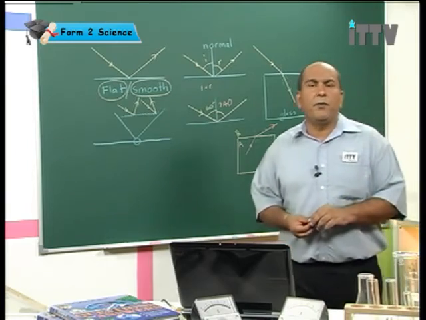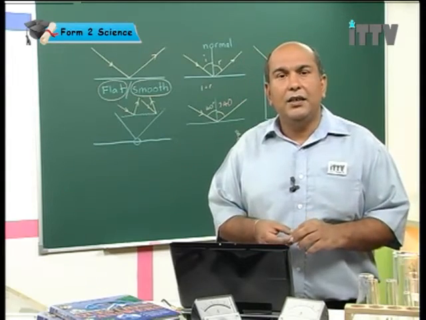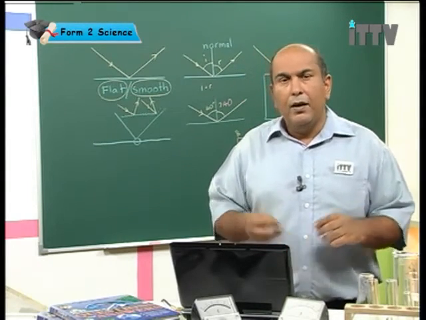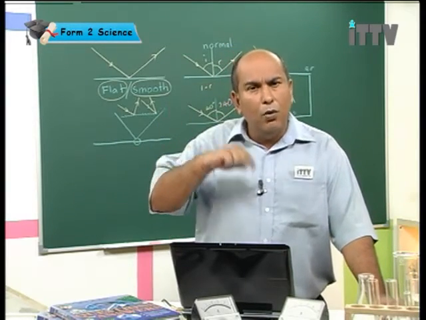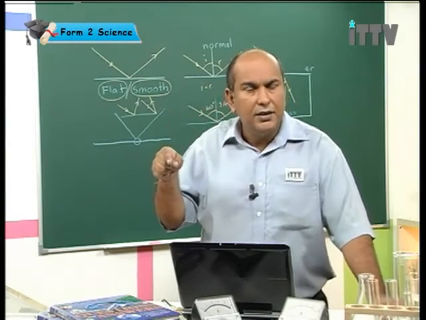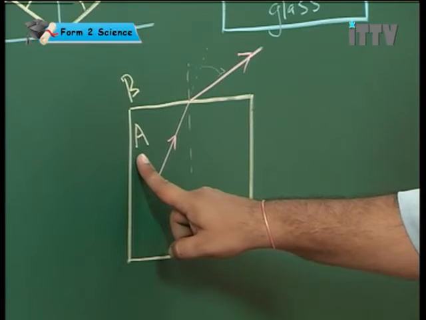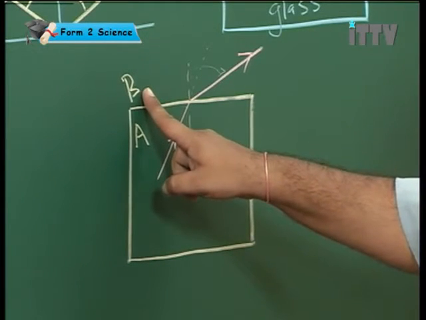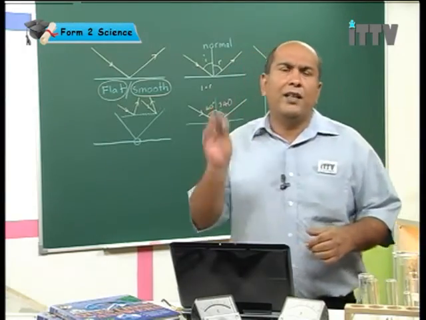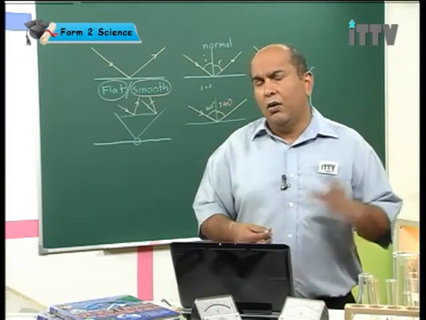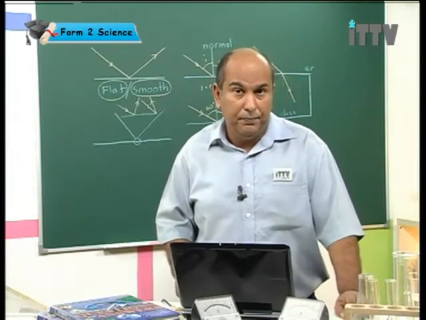Now, if it's going away from the normal, they will ask you this question. Which one is glass and which one is air? Remember, if you're going away from the normal, you must be going from more dense to less dense, which means that A must be the glass and B must be the air. So really very important that you know which way the light is bending, towards the normal or away from the normal, because it allows us to identify the material.